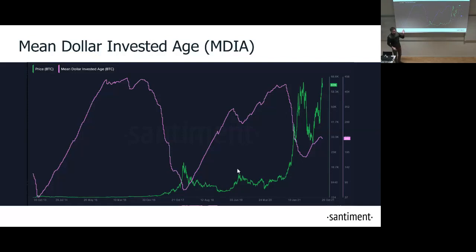Any questions more on Bitcoin's mean dollar invested age? I hope that, how much time do we have? I usually lose track of it. Yeah, it's been 20 minutes. All right. So we might want to go into a few more of those, and then you can feel free to. What is this telling us about the future?